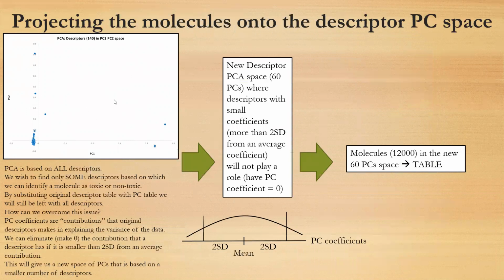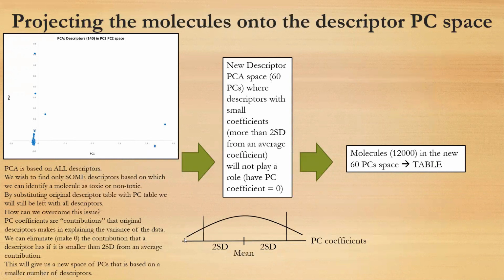This is a PC space of descriptors. But we don't want descriptors in the PC space. We want, in this PC space of descriptors, to see molecules. But before we do that, we want to erase some of the descriptors from this space.